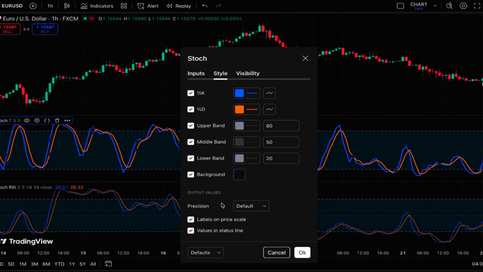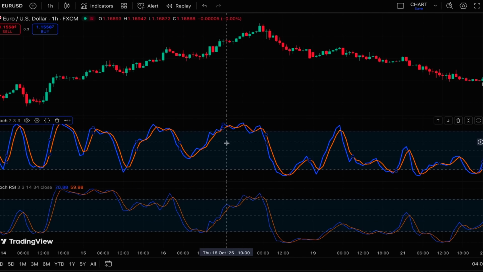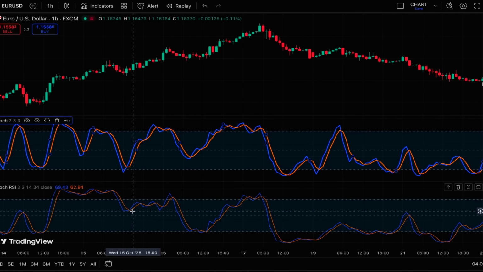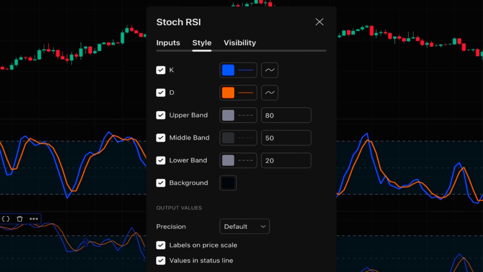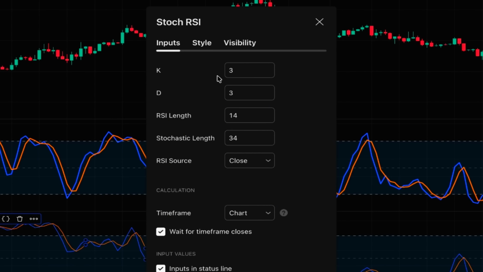Alright, we're done with the settings of the stochastic oscillator, and now we need to change the settings of the other indicator, which is stochastic RSI. So here we go to the settings of the indicator, and first here in the inputs tab, for the K% line, it should be 3. For the D% line, it should be 3. For RSI length, it should be 14, so we don't change them. And here for the stochastic length, it should be 134.